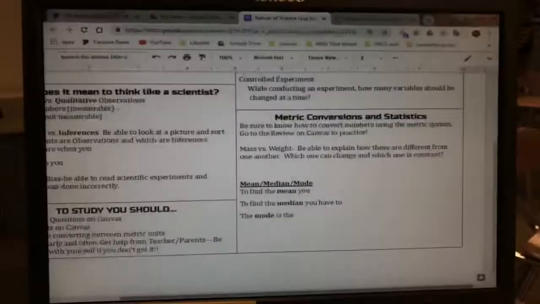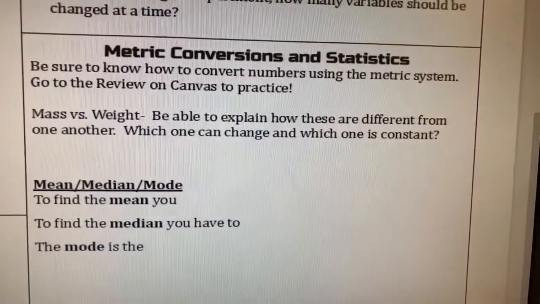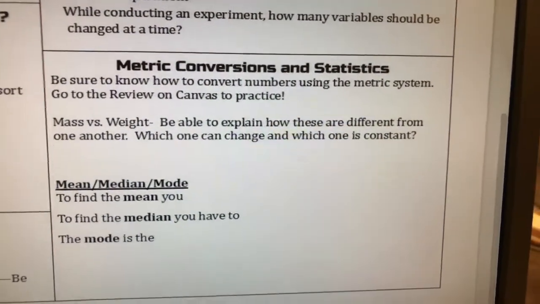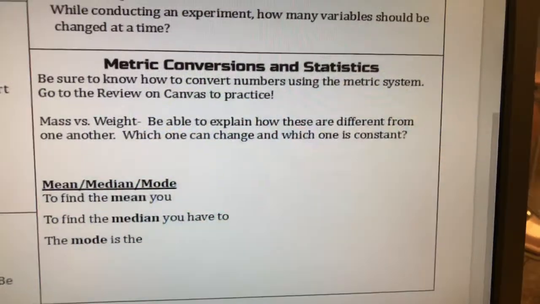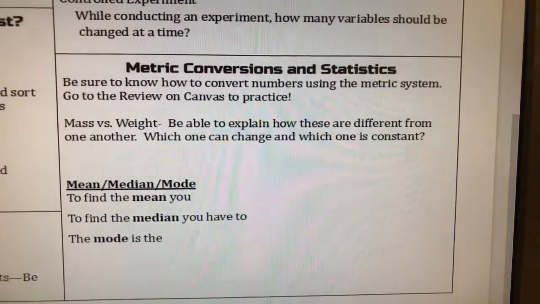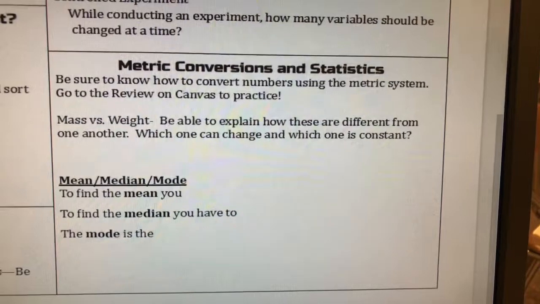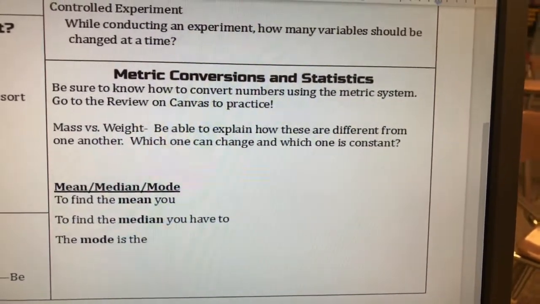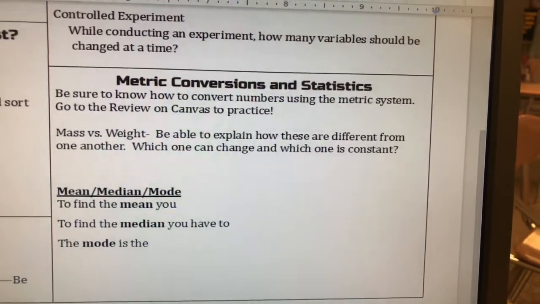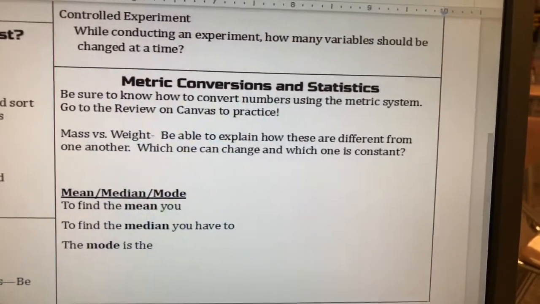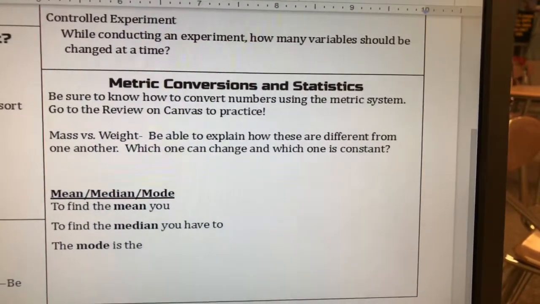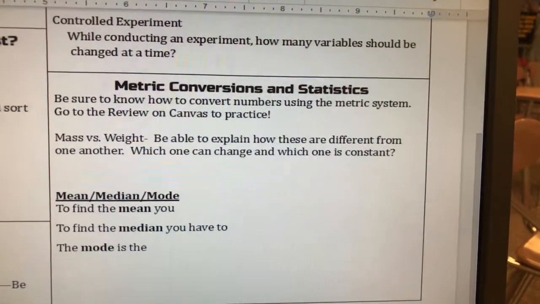And then the last section deals with metric conversions and statistics. It says be sure you know how to convert numbers using the metric system. There's some review stuff on Canvas to practice that. Think of the exit ticket you did with metric conversions. I got a video on there as well. And then the difference between mass and weight. Your mass is a measurement of how much matter is inside you, and that's constant. Your weight is a measurement of how much gravity is acting on you. So your weight can change depending on where you are, but your mass is a constant.